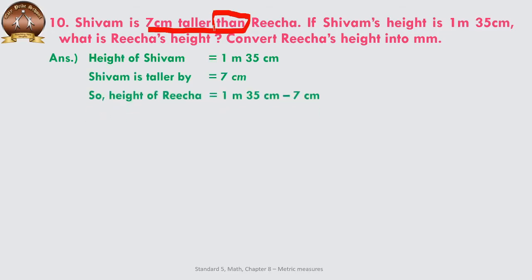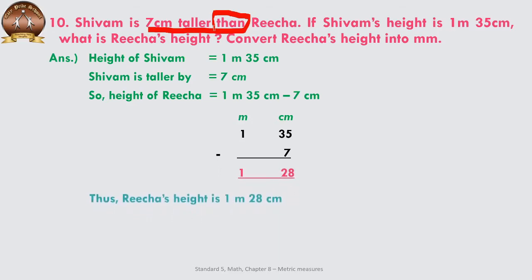So you have to subtract and get the height of Richa. So height of Richa would be 1 meter 35 centimeter minus 7 centimeter. You subtract it by writing them separately. Now there is nothing under the meters place, so you will write nothing under that. Subtract and you get the answer as 1 meter 28 centimeter. Thus Richa's height is 1 meter 28 centimeter.